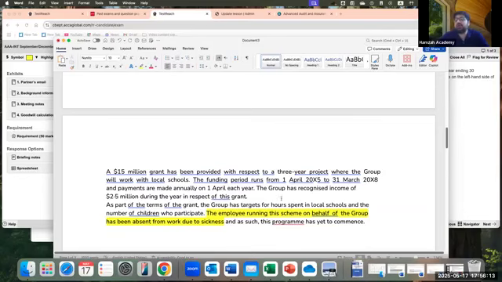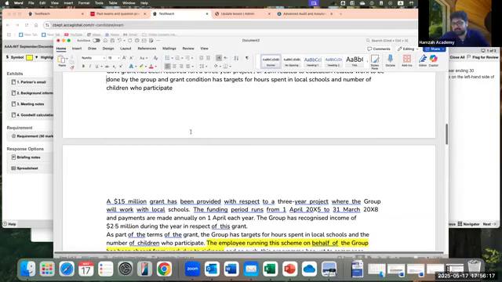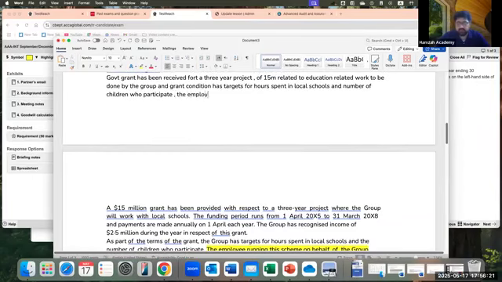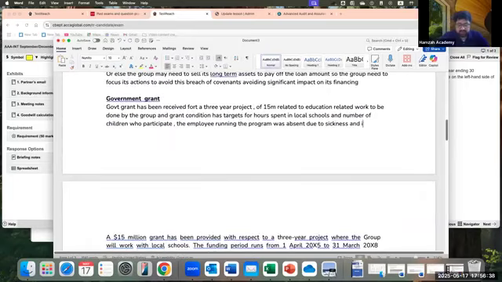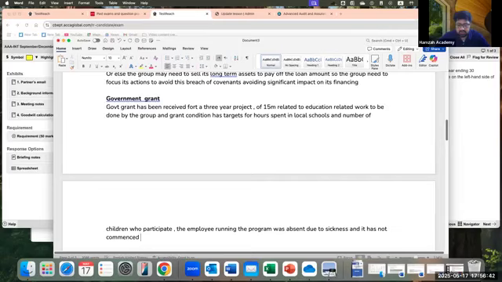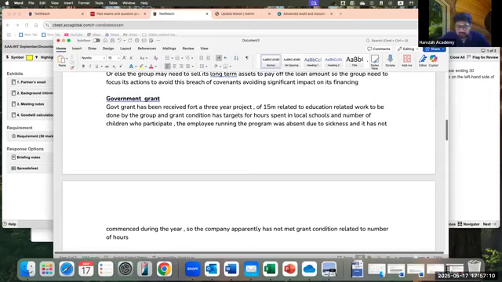And they say that the employee running the scheme was absent due to sickness. Now, what will happen? It has not commenced during the year. So the company apparently has not met the grant condition related to number of hours during this year.